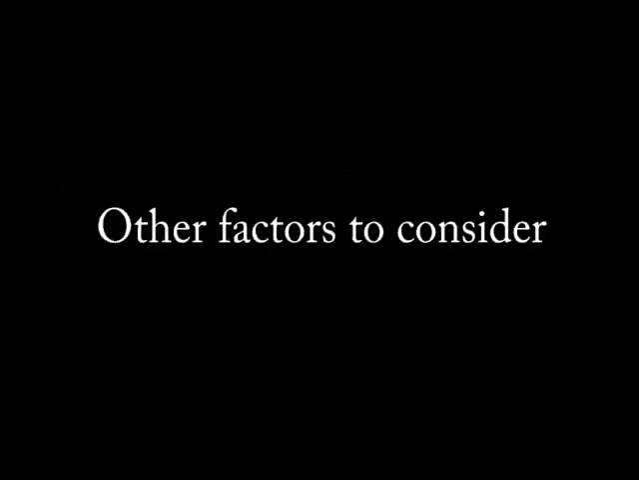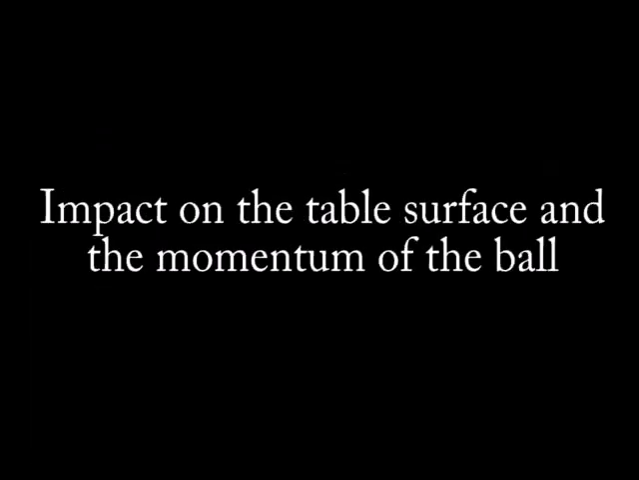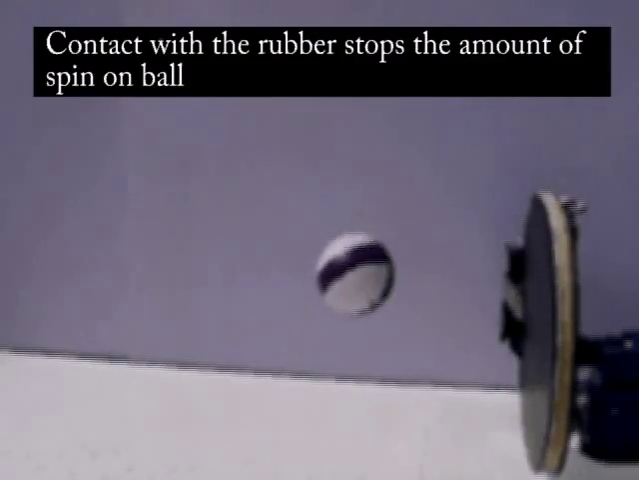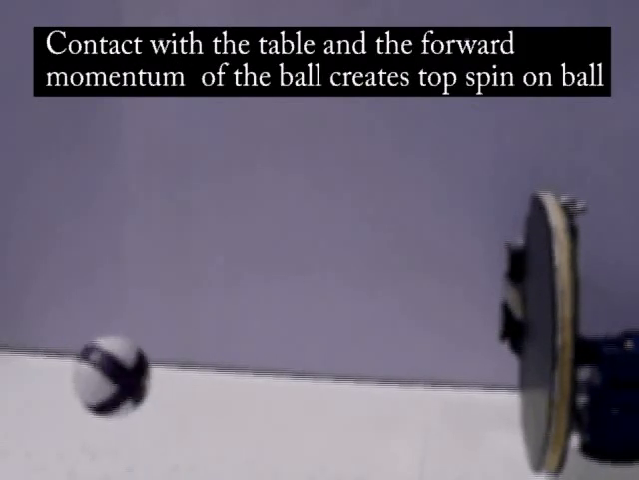Other factors to consider: impact of contact with the table surface and the momentum of the ball. If you watch the ball in this clip, the ball hits the table surface, which slows down the anti-clockwise rotation of the ball. The ball then hits the anti-spin surface and stops rotating until it lands on the table, at which point it starts to rotate anti-clockwise again. So in our example, what you see coming off the bat, float, isn't necessarily what you're going to actually face after the ball's bounced, like topspin.